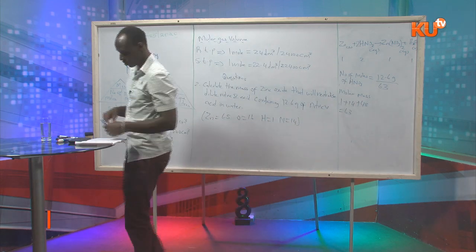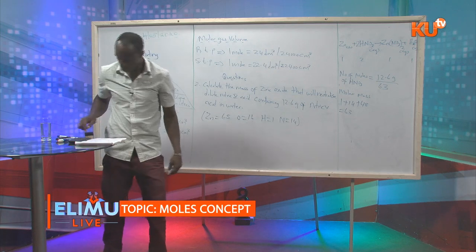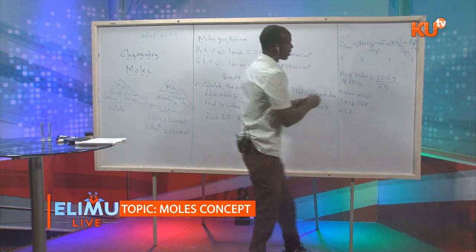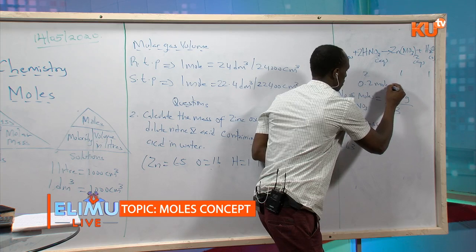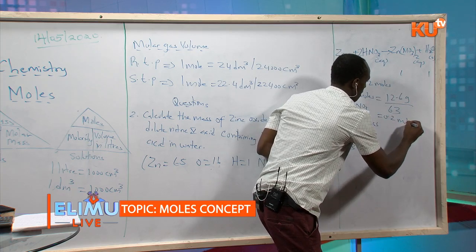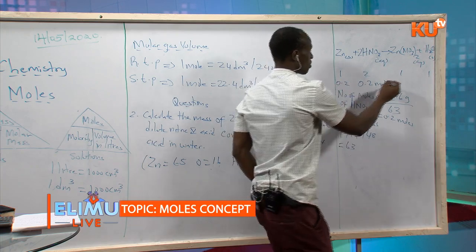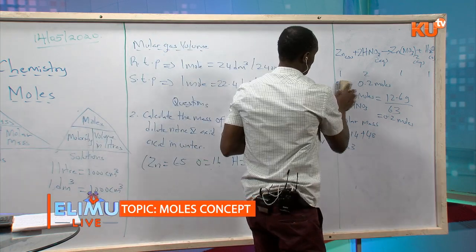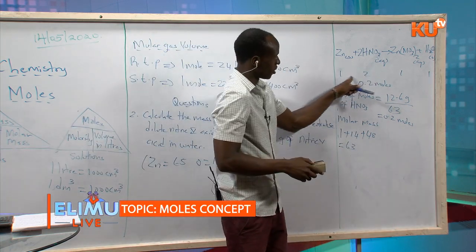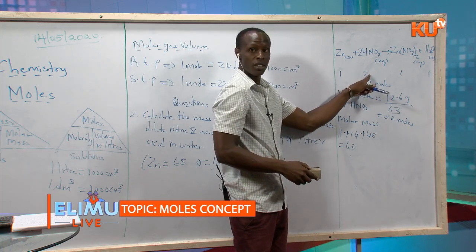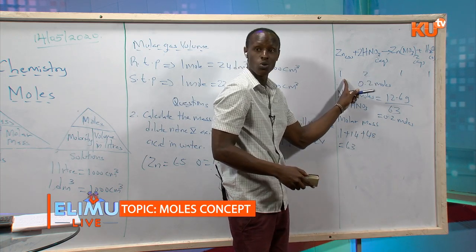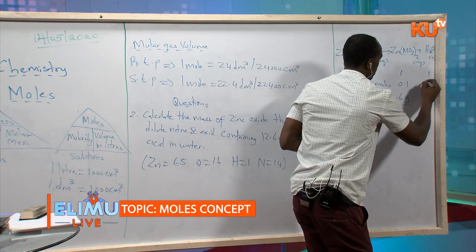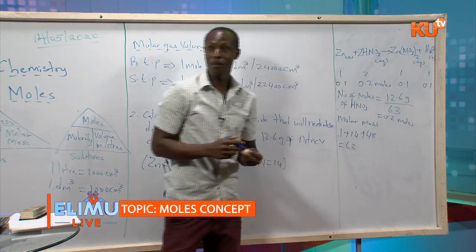At home you can do it together: 12.6 divided by 63. You get 0.2, so the number of moles of nitric acid is 0.2 moles. The ratio of zinc oxide to nitric acid is 1:2, so it means you have to divide this number by 2 to get the moles of zinc oxide, or double it to go the other way. So here it's 0.1, and here 0.1. So you have the number of moles.